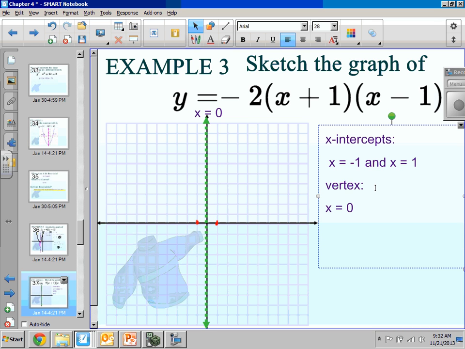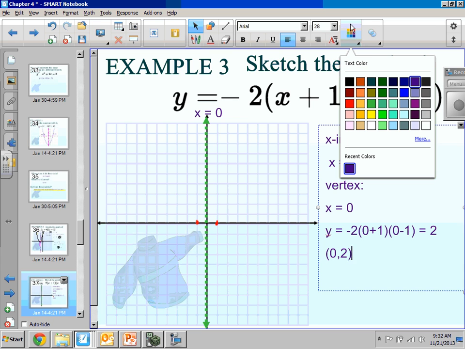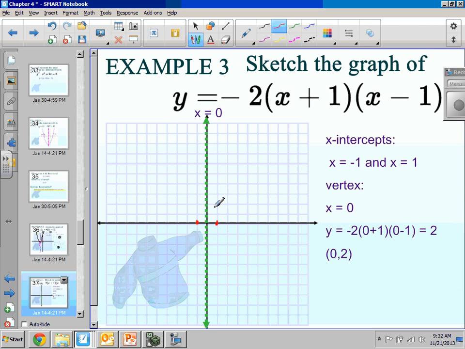And then if we know our vertex occurs at x equals 0, we can find the corresponding y value by substituting in 0 for x. And so I found that the y value for my vertex is -2 times 1 times -1, which is a vertex of 2 for my y value. So I know then my vertex is at 0, 2, and I can place that on my graph. So you can probably tell by now we must have a downward parabola, and our a value is negative, so that supports it.